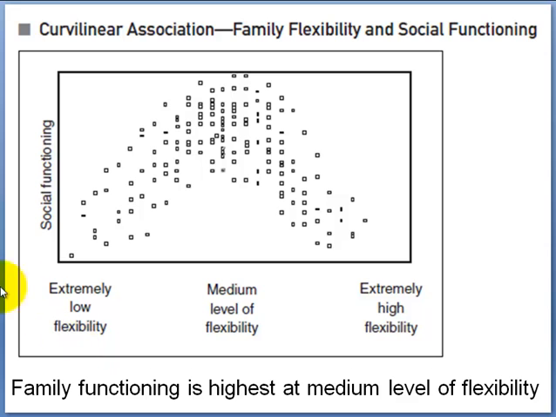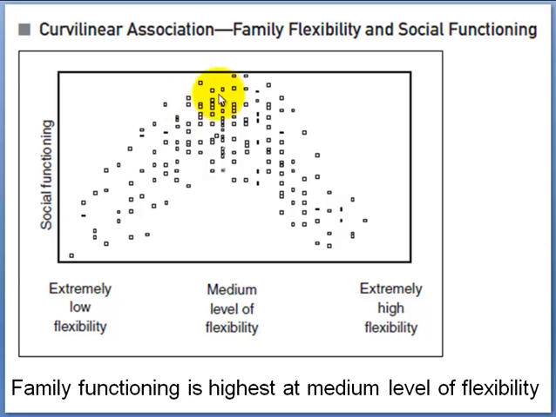And so then somehow we have a measure of the social functioning of that family. I mean, how well do people in the family get along? Perhaps it relates also to how people in the family relate outside of the family context. We'll leave this social functioning undefined. So here we have extremely low flexibility, in other words, total rigidity. And you can see that the dots in our scatter plot are low on the y-axis. So social functioning is quite low here.